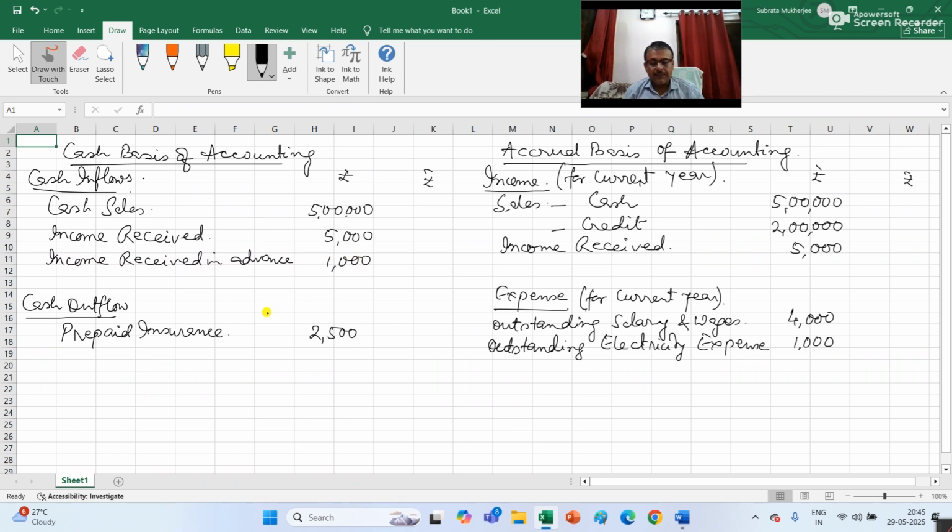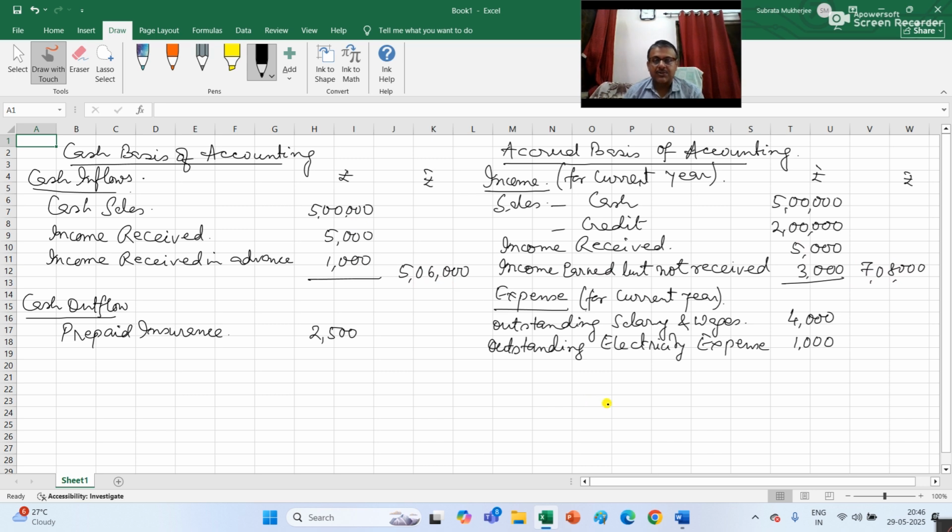Next, the income earned but not received. So this is income receivable. So income receivable account debit to income. So it will get reflected in accrual basis of accounting. So income earned but not received, and the amount is for rupees 3,000. So these are all the income that will get reflected in cash basis and in accrual basis of accounting. So 7 lakh 8,000, I can write it here, and 5 lakh 6,000.